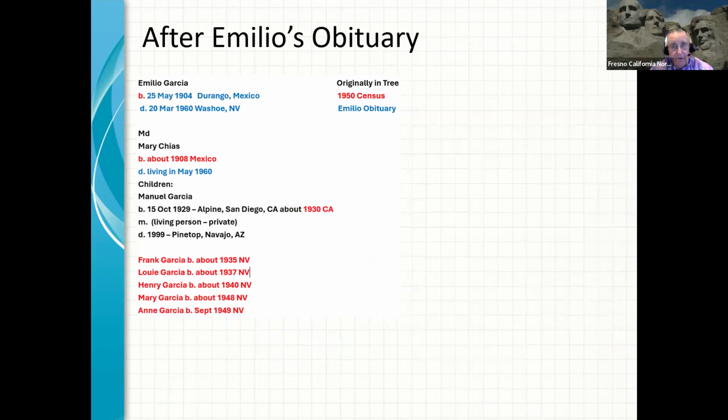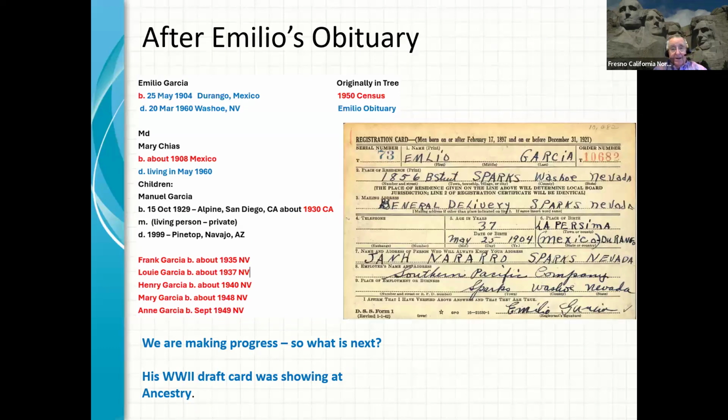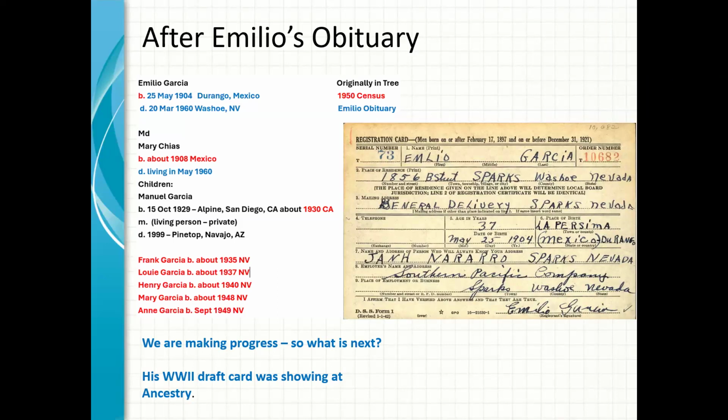So we went over there, and what could I find? Well, right away, I found a World War II draft card for Emilio Garcia in Sparks, Nevada. And it's got the right birth date. It's got the exact same birth date that we've been looking for. And it doesn't just say Durango, Mexico, but it gives the name of the town, La Purísima. La Purísima is a village in Durango. And so now we have an actual place.